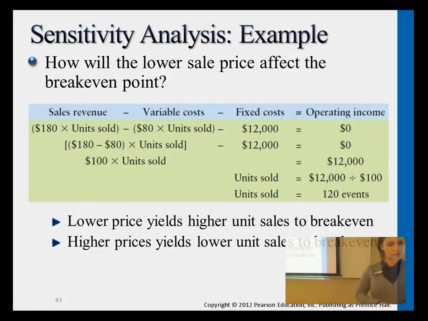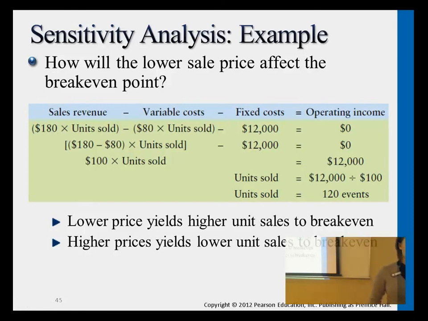Okay, so the what-if scenario is, as we said, the sensitivity analysis. So let's look closely. What's happening here? Again, we're trying to isolate the units sold so that we can find the number of events. We took units sold out. We calculated it's 100 multiplied by units sold. We moved our fixed cost to the right. That's 12,000, right? We've gone over this. So we calculated our units sold as 120 events.